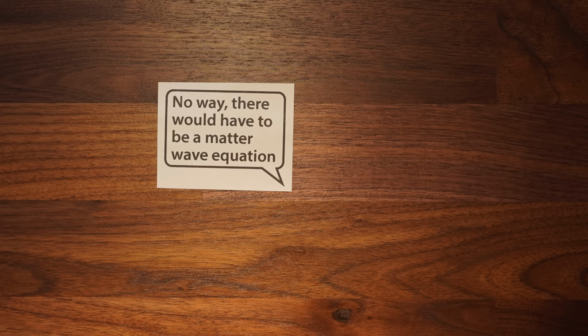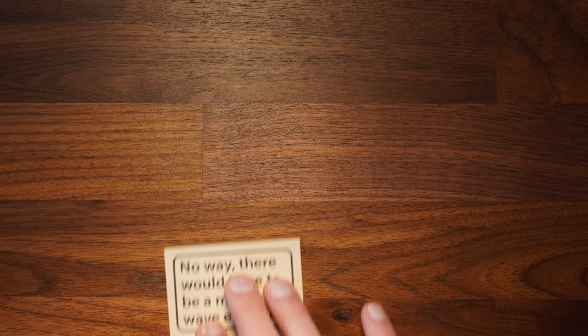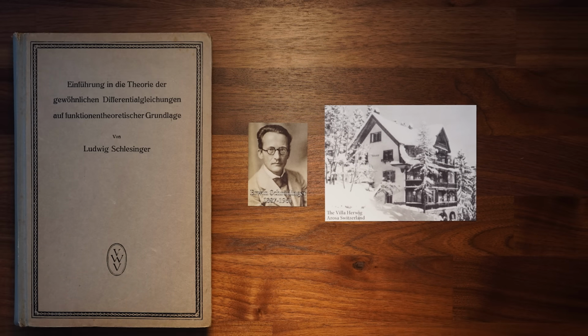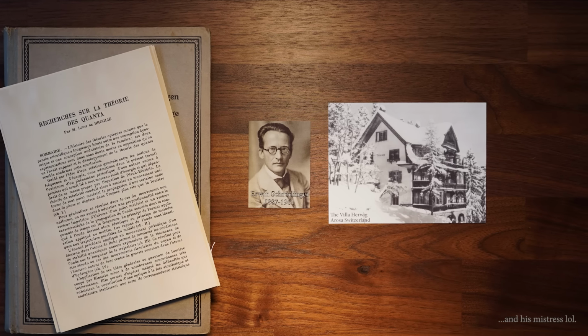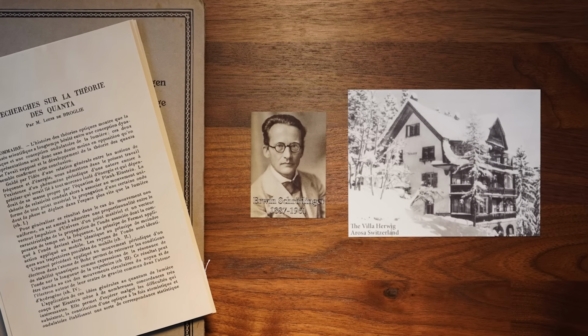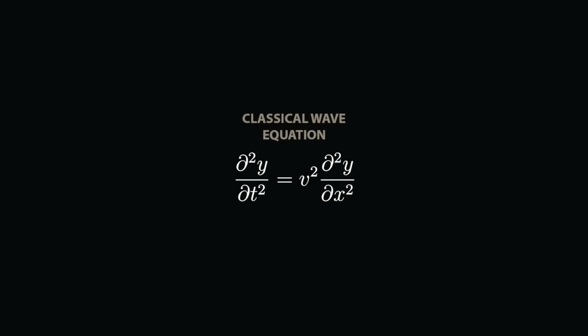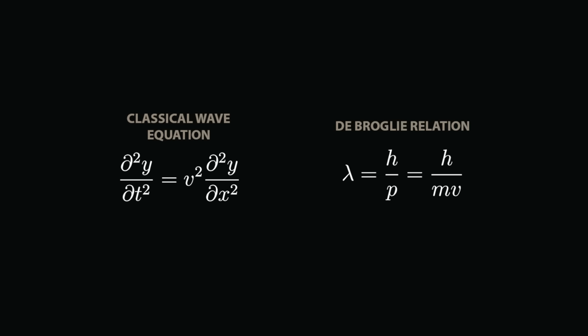This comment stuck with Schrödinger, and when he left for winter holiday in the Swiss Alps a few weeks later, he brought along his papers and books to work on the problem. In his room in the mountains, Schrödinger sat down and tried to find the wave equation for matter. Schrödinger began with the classical wave equation, and worked to modify it to be compatible with de Broglie's matter-wave results.